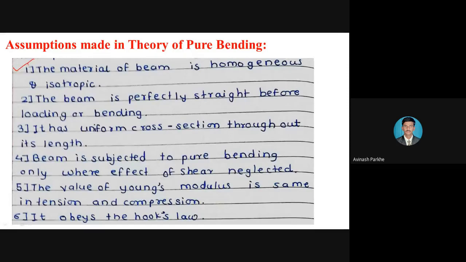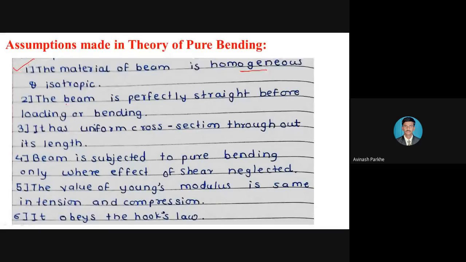Whatever the material is used for that particular beam, maybe sometimes the beam can be prepared by using cement or some other construction material. Sometimes the beam can be prepared by using metals also, because in case of mechanical applications we have to use some metal beams, and in case of a civil structure we prepare that particular beam by using concrete. So whatever the material is used for that particular beam, that material should be homogeneous and isotropic.